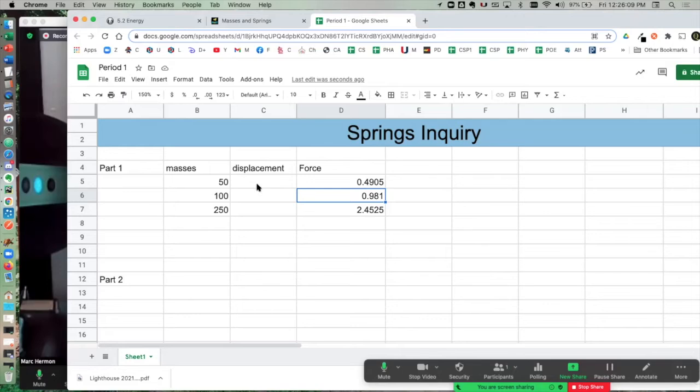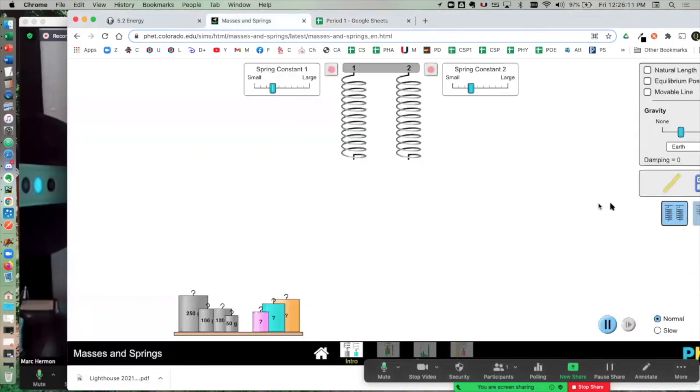All right, so I'm going to go find all these displacements. So I'm going to go to this inquiry. I need a ruler. You can grab the ruler over on the right, and I'm gonna put the ruler just right there on the edge of that little thing right there. Okay.